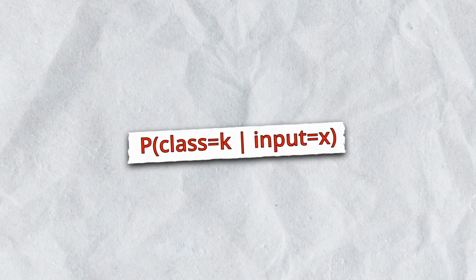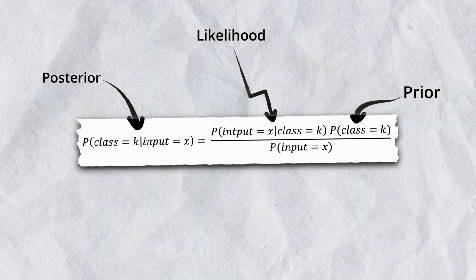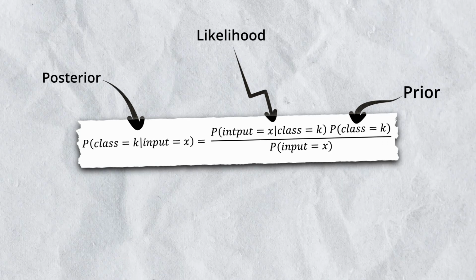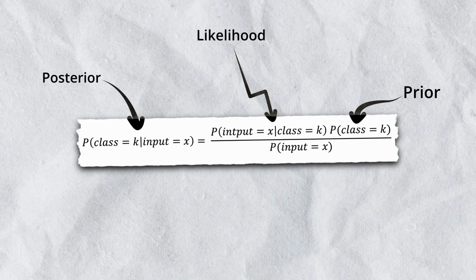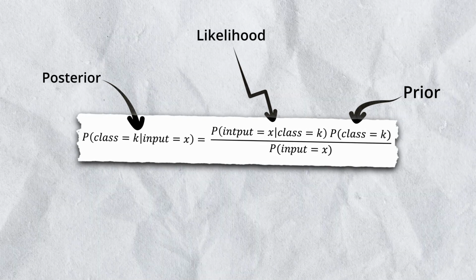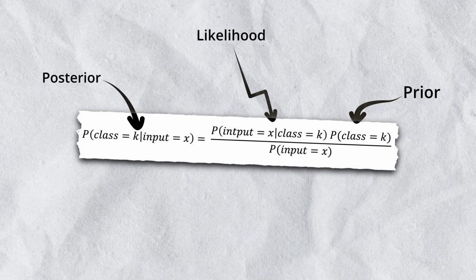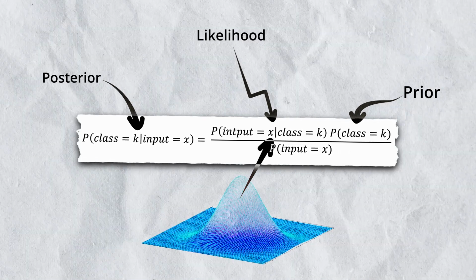In any classification task, what we really want to find is the class posterior, that is, the probability of the class K given the input X. From Bayes' theorem, we notice that the posterior is proportional to the likelihood times the prior. We are going to leverage this observation and assume that the probability distribution of the input X given the class is equal to K is a multivariate Gaussian distribution. Keep in mind that the input X is a vector.